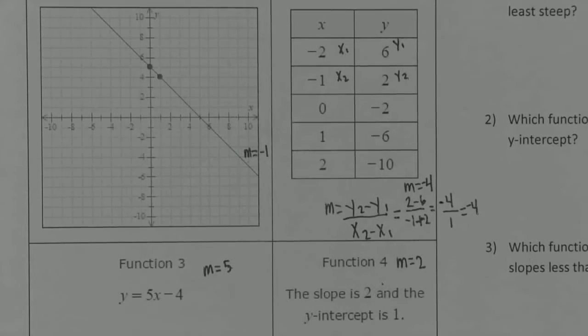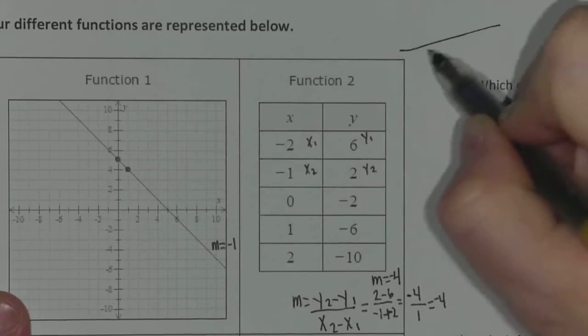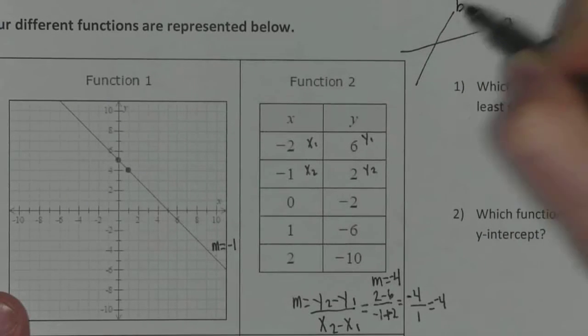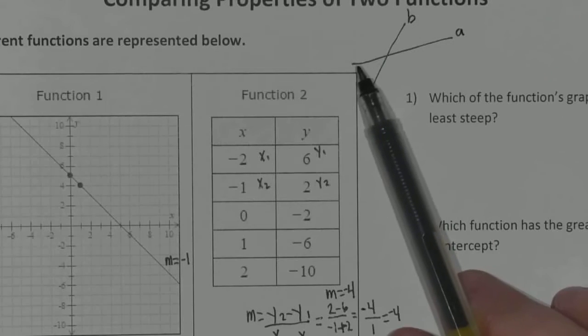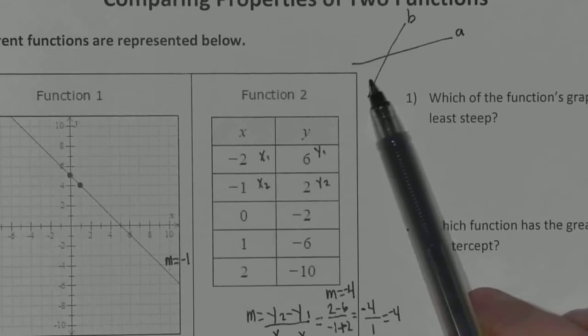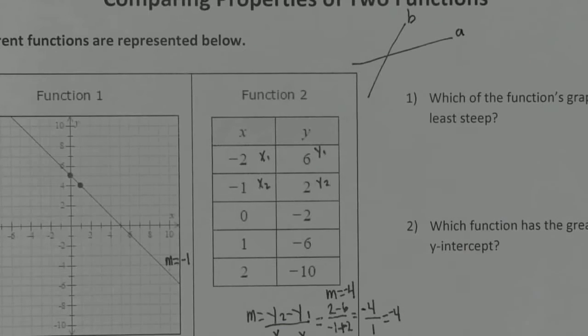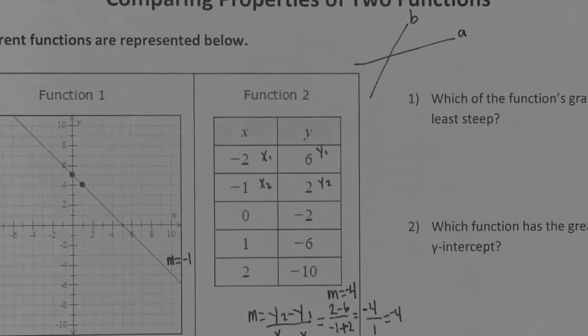If you're talking about least steep and you had a line that looked like this, and we called that line A, and you had a line that looked like this, which was line B, which one would be the least steep? It would be A, right? Because it goes up slower than B goes up. So how would you get one that goes up slower? What would that number look like compared to the other numbers?